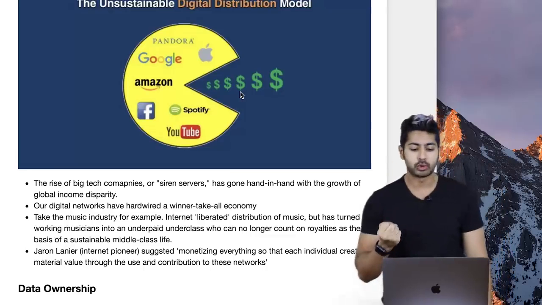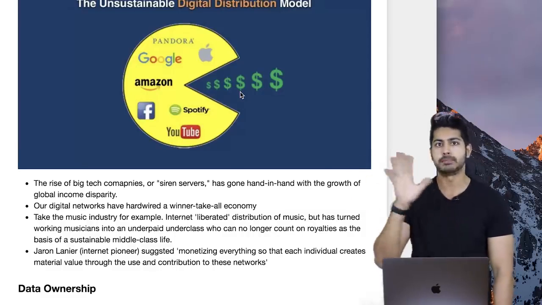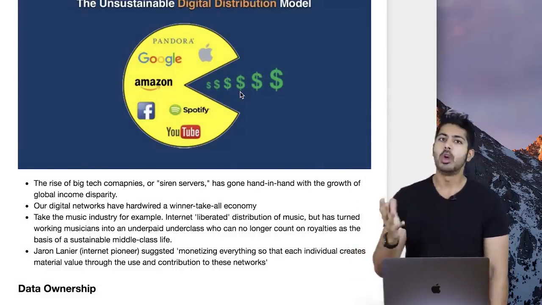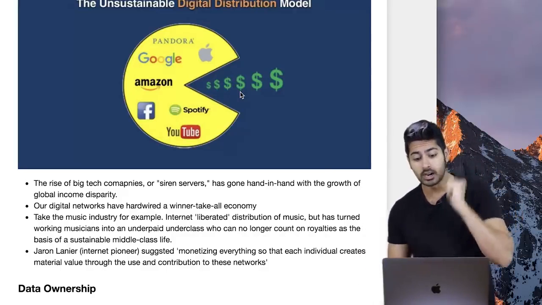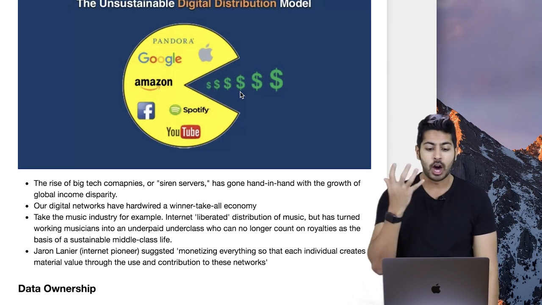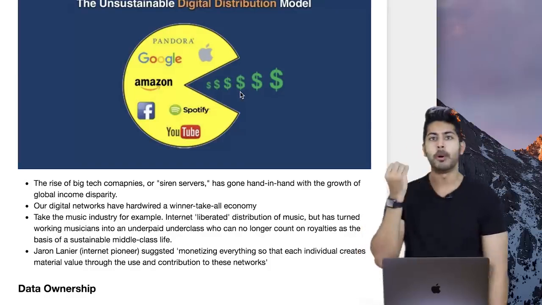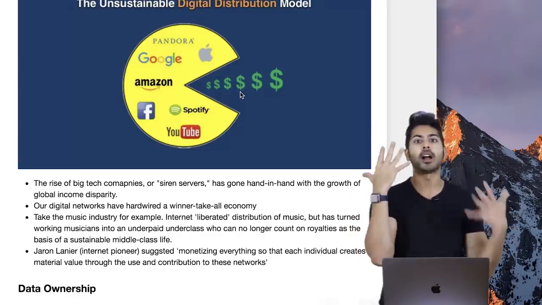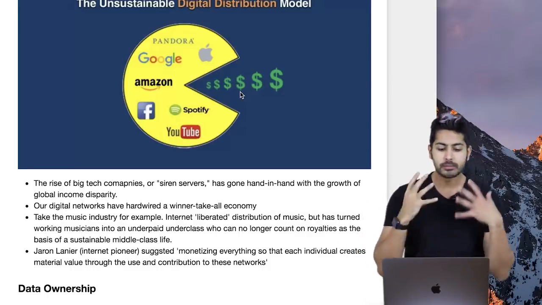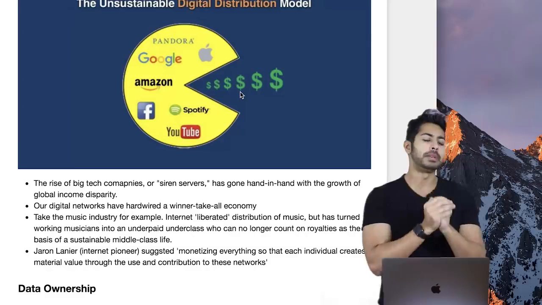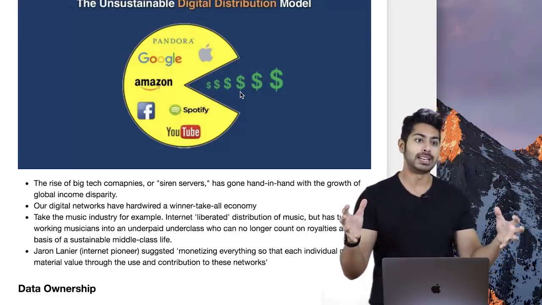So take the music industry, for example. The internet liberated the distribution of music. Great. Spotify, Pandora, iTunes. But what happened is working class musicians, their earnings have consistently gone down over the years. And they've become this underpaid underclass who can no longer count on royalties as the basis of a sustainable middle class life. The internet rocked everything in the music industry, right? And now musicians can't get paid. So this is a problem, right? This is a real problem, because in a good economy, we should be monetizing more and more. But in a bad economy, we're monetizing less and less.